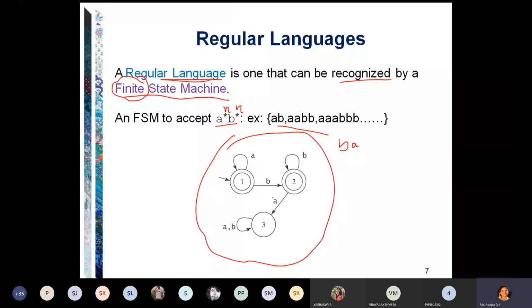The FSM has a start state shown in the diagram with an unlabeled arrow leading to it. Can you tell me which is our start state? State 1 is the start state because of this unlabeled arrow. And the diagram has 0 or more accepting states, which are shown in our diagram with double circles. States 1 and 2 are the accepting states. A double circle always indicates an accepting state, meaning when we reach that state at the end, the string will be accepted.